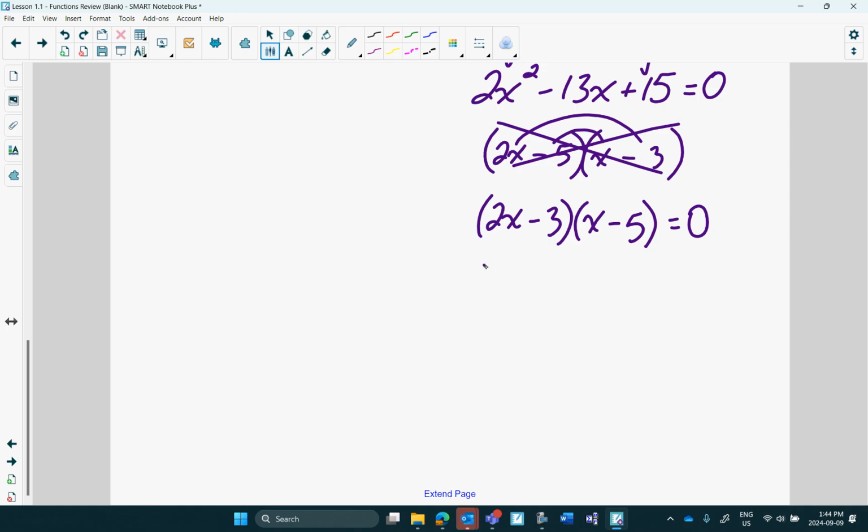And now we just set each one equal to 0. So 2x minus 3 is equal to 0. Move the minus 3 over, it becomes 2x equals 3. Divide both sides by 2, I get x equals 3 over 2. And then x minus 5 equals 0, so x is 5. So those are my two answers.